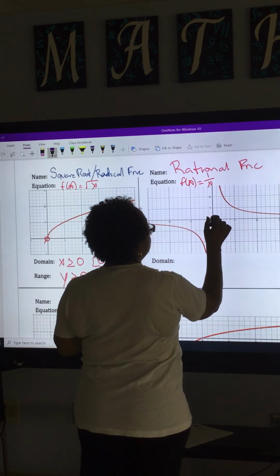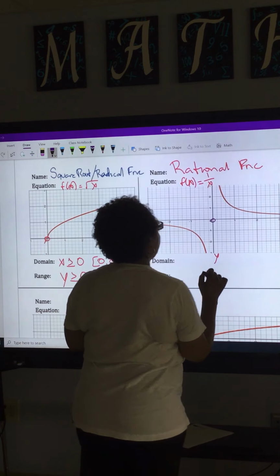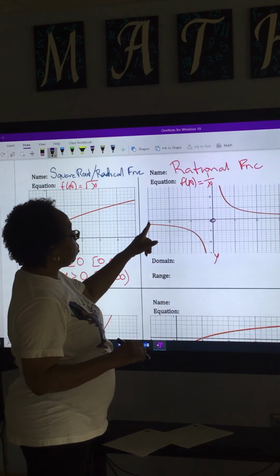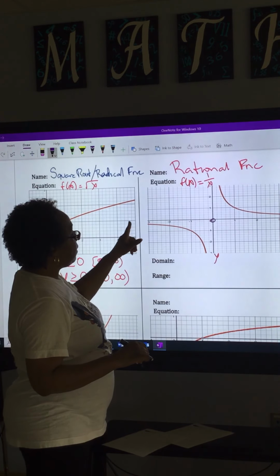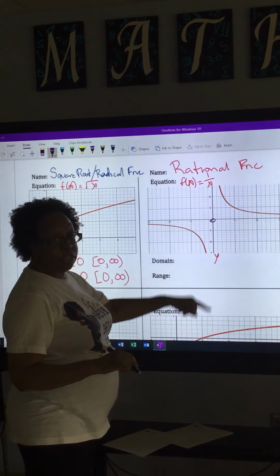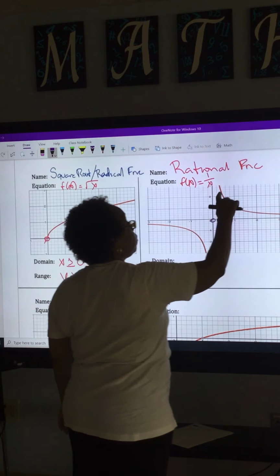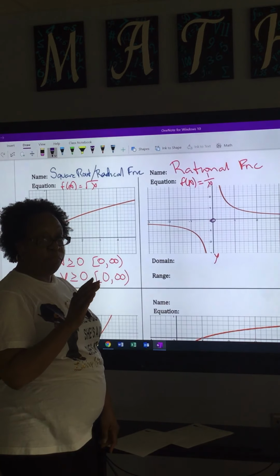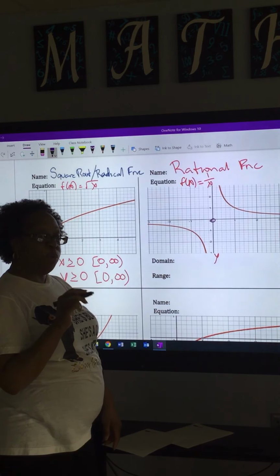This is our origin right here, 0, 0. All right, now notice the graphs. These graphs approach the x-axis and approach the y-axis, but they will never touch it. Both sides. This will keep going up and it will get oh so close to the y-axis, but it will never touch it. So therefore, it will never include the point of 0.